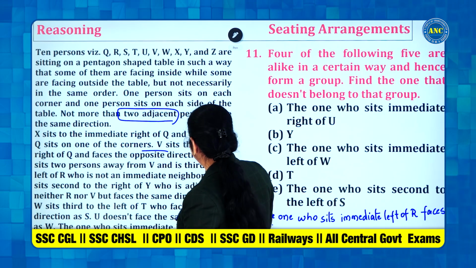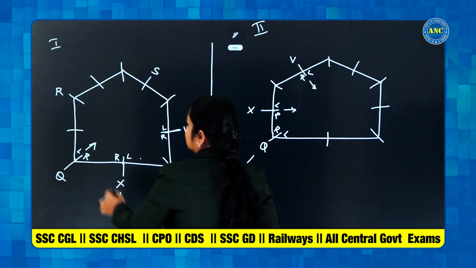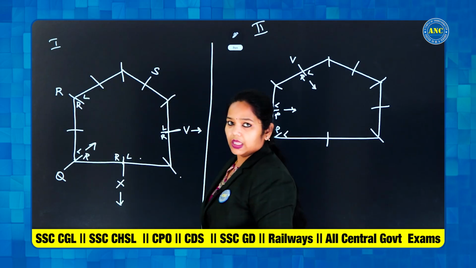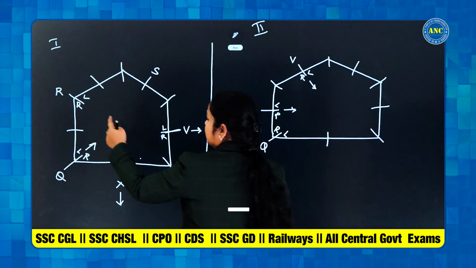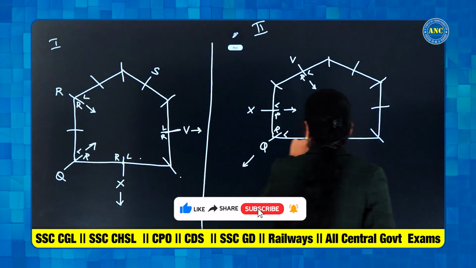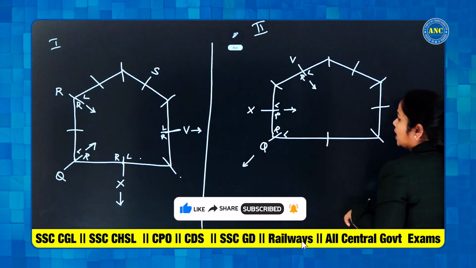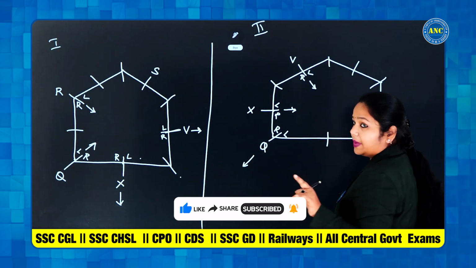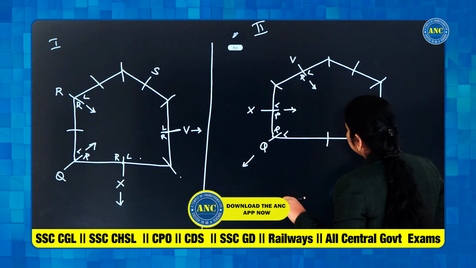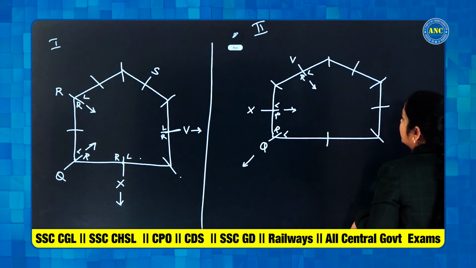Where is that? Third to left of R. Yes. So, this will be left, this will be right. That means this is left, this is right, R is facing inwards. Apply same thing here. You tell me, S is 2 persons away from V, no? Yes. 2 persons away.